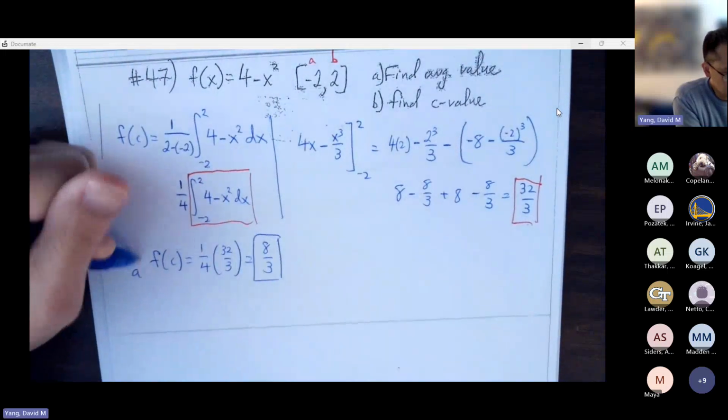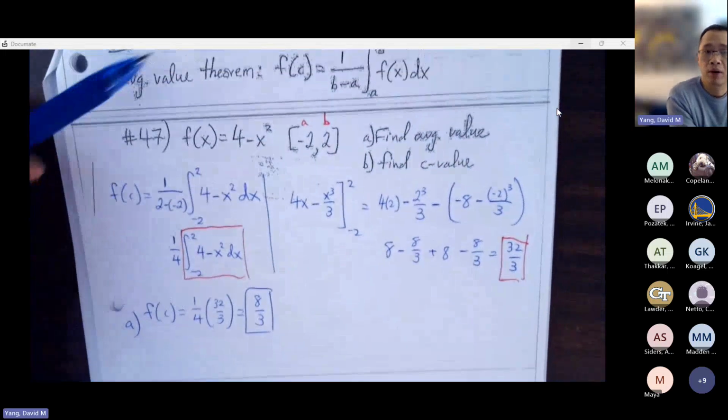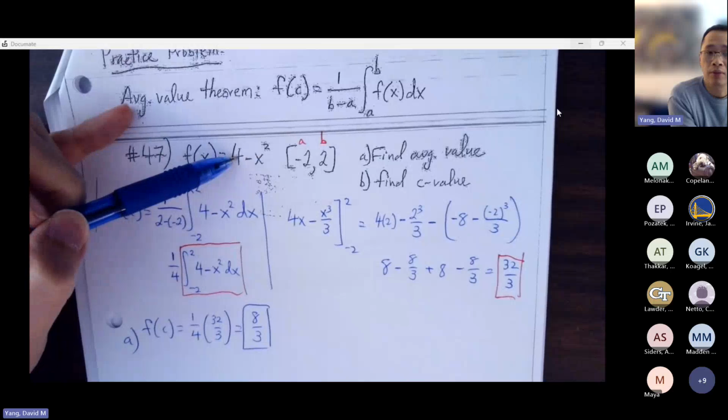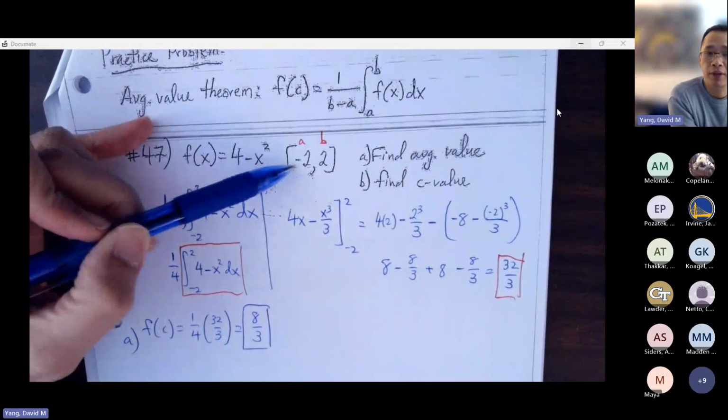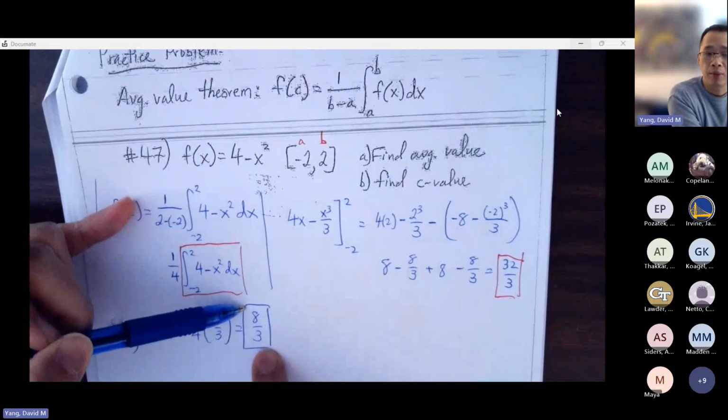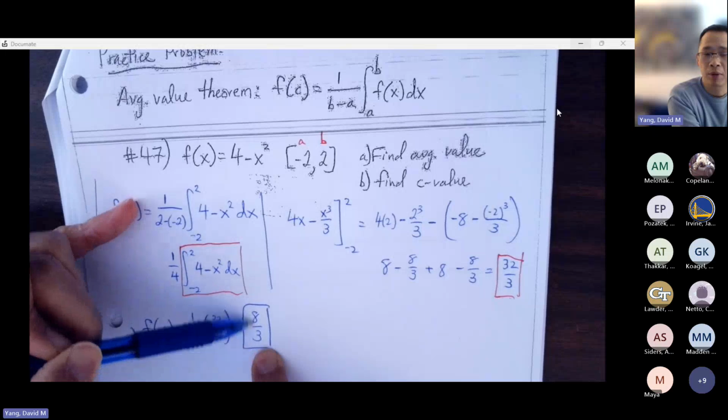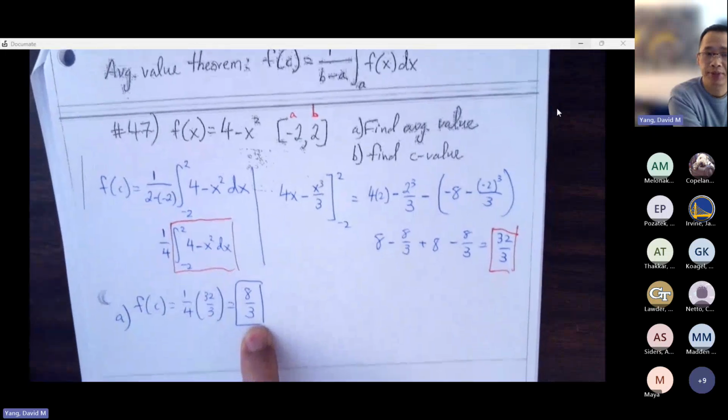So that's part A. So that means if we were to compare all the y values on the curve 4 minus x squared from -2 to 2, my height amongst all my y values will average out to be 8/3.